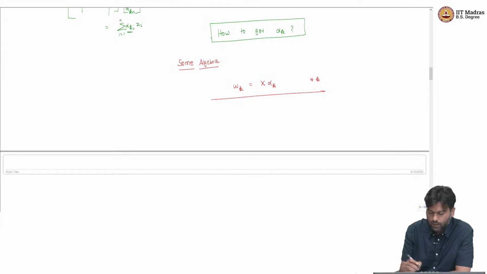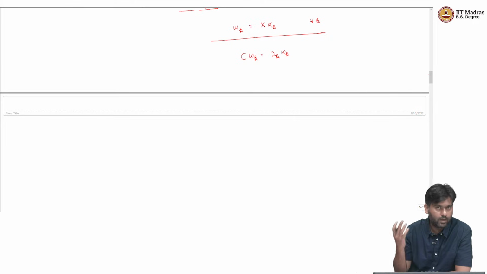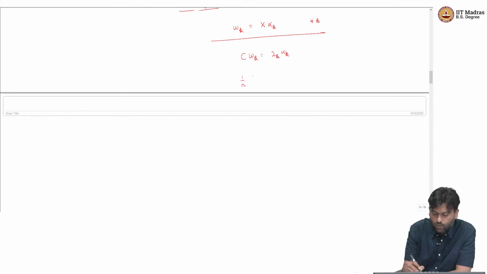Okay. So, let this be right here. We know C times wk is lambda k times wk. That is by definition of the eigenvector. Wk is an eigenvector, it has to satisfy this. We wrote C as 1 by n x x transpose, this is something that we wrote earlier.